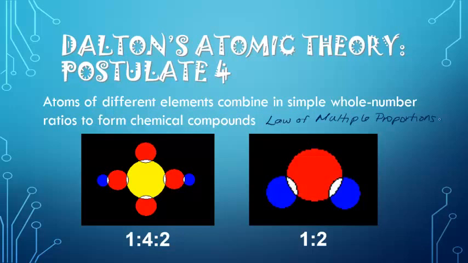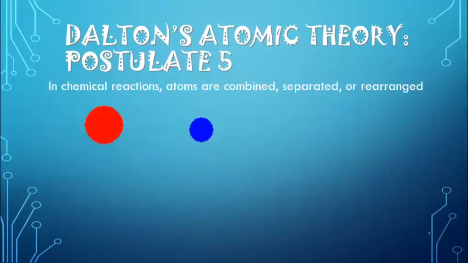So if we're going to put things together, you can see at the bottom we have 1 yellow to 4 red to 2 blue. We can't have half of a blue react. If you're going to combine, you take the whole atom, you can't take part of the atom. So like in the second one, we have 1 red to 2 blue. Again, you can have whole atoms, we cannot take half atoms when they combine to form these different compounds.